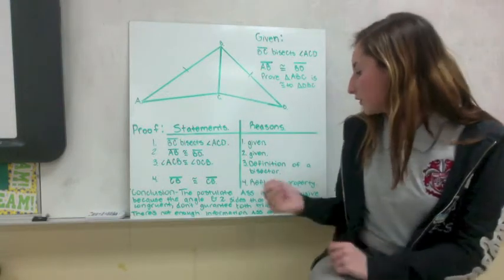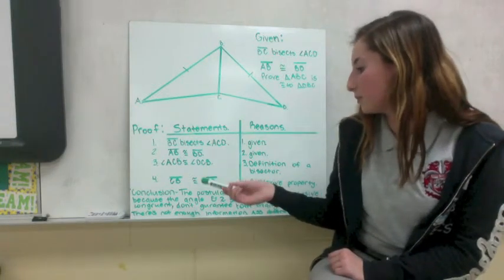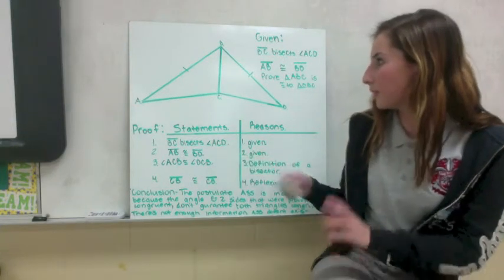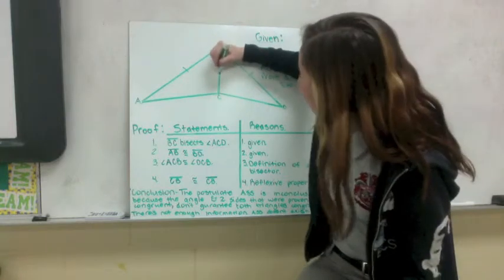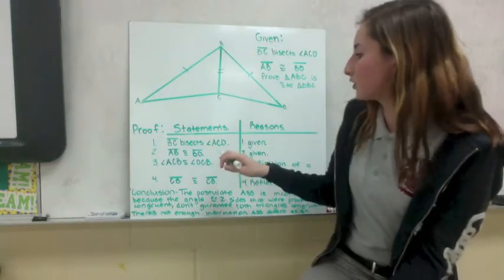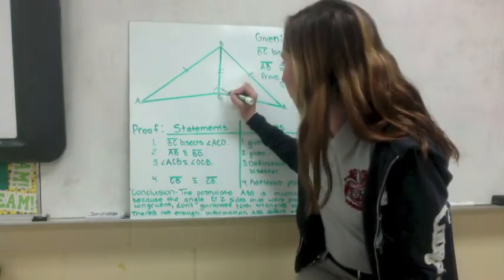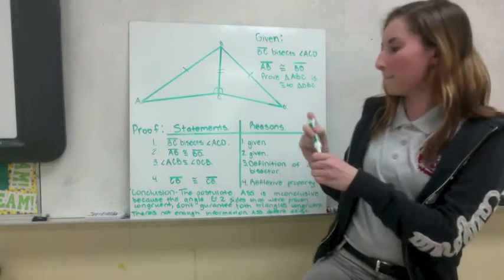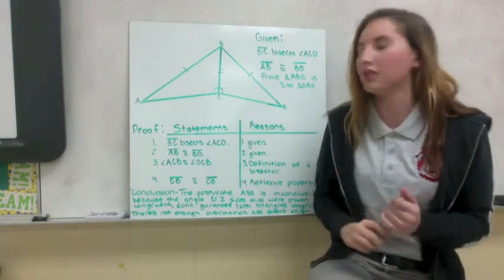Then you can use the reflexive property to prove that CB is congruent to CB, which you would mark here with 2 tick marks, and you would mark 2 with an arc right there. But that's all the information you're given.